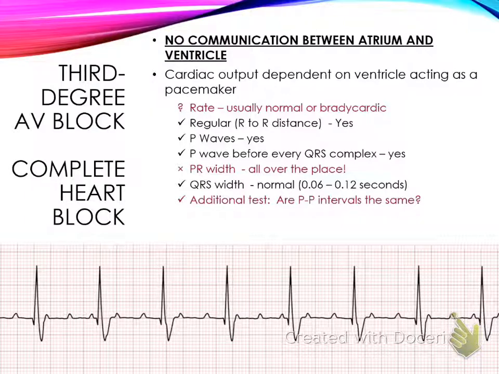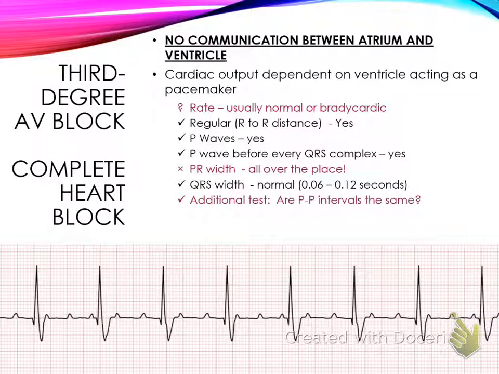And we ask, is it irregular? What was the problem with the second degrees? They were irregular, right? The third degree is not irregular. The third degree is regular. You're like, what makes this not a regular rhythm? Our R to R is regular. Is there a P wave before every QRS? Yep, yep, yep, yep, yep, yep. Okay, there's a P wave before every QRS. Let's look at our PR interval. That's the next one, right?